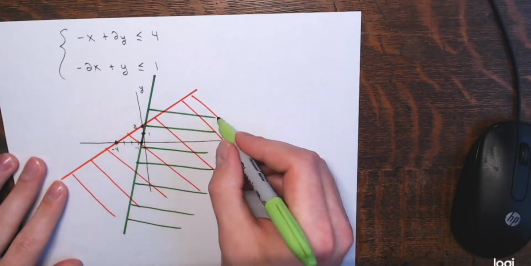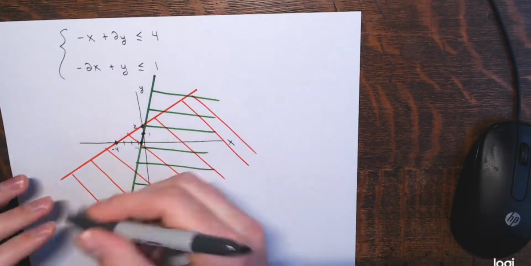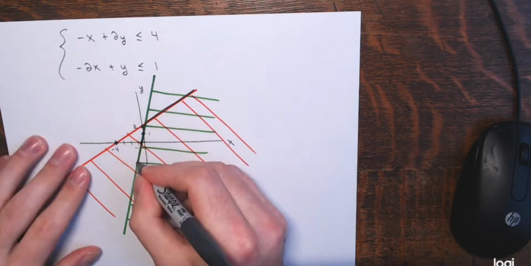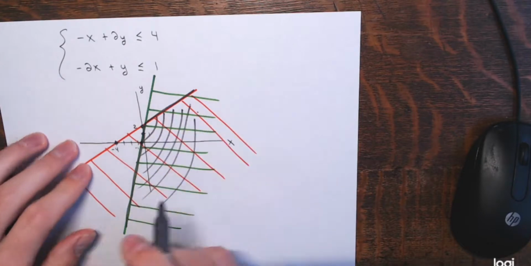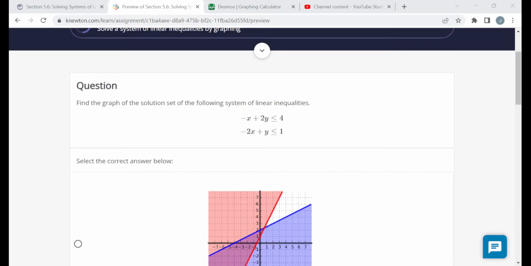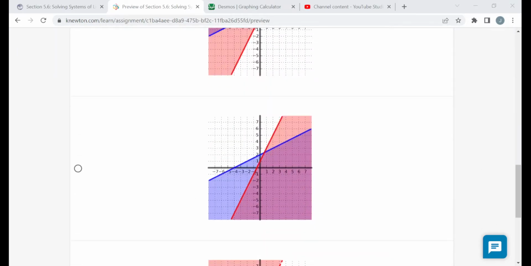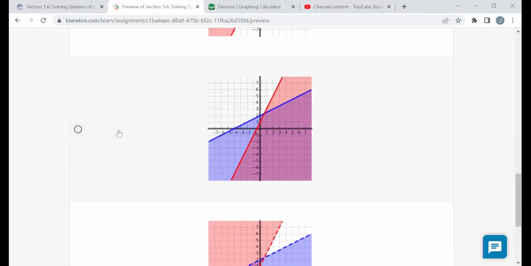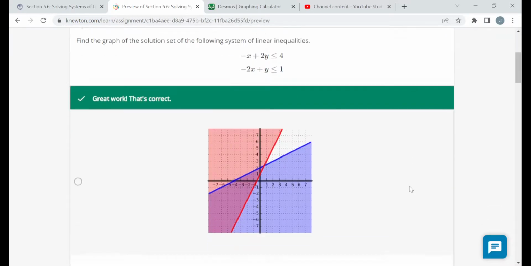All right, and then the overlap. Now these are both solid lines, so both have points that belong to the region, and the overlap, this region here, would have all the solutions to the system. So something that looks like that drawing. So nope, nope, nope, yes, that one. Great.